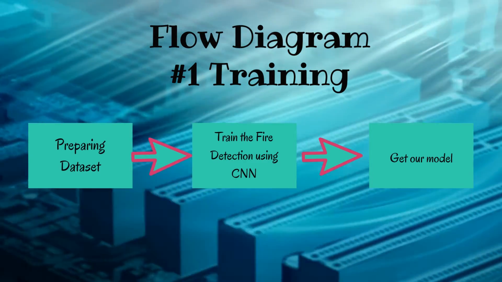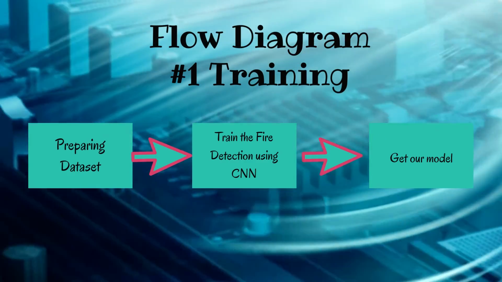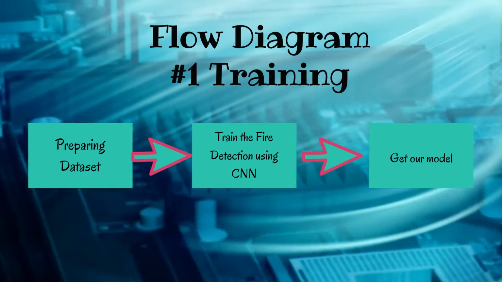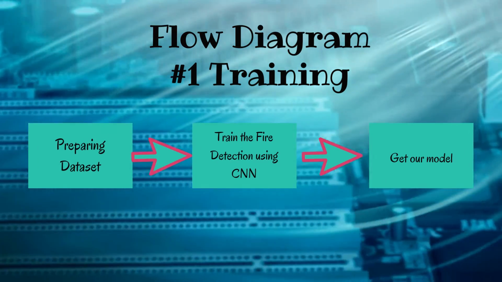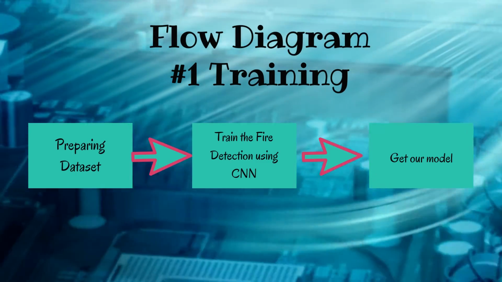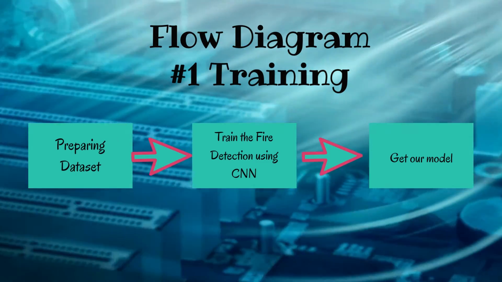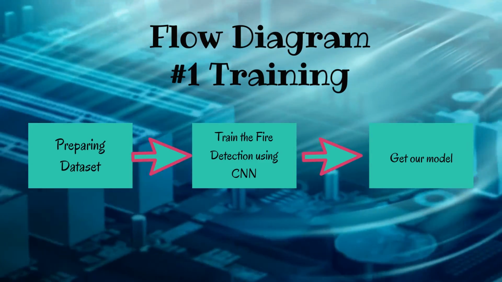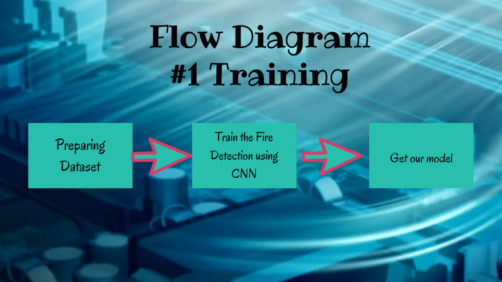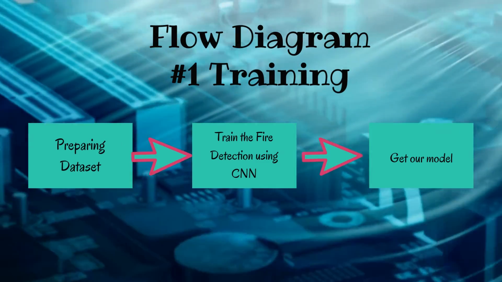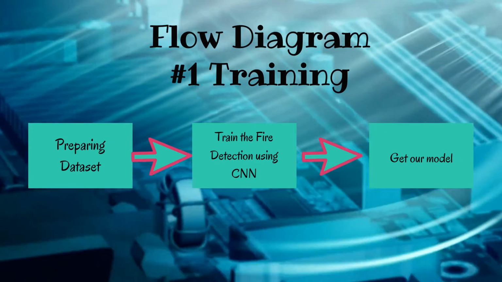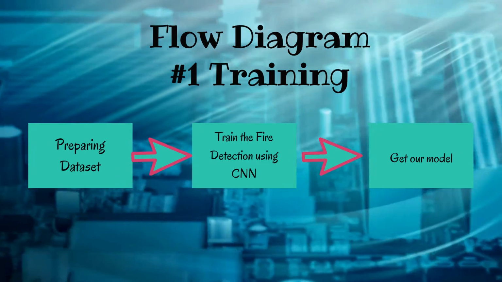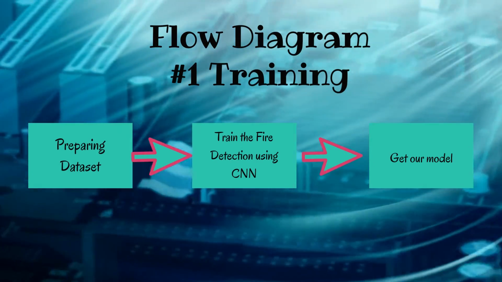Okay, this is the flow diagram of how to perform data training to get the final model of our AI. First, we need to prepare the data set. Since we are using supervised learning, of course we need to separate the images with forest fire from the images that contain no forest fire. We split the images into two kinds, and then we train the fire detection using a convolutional neural network.